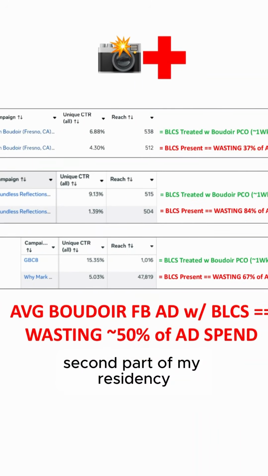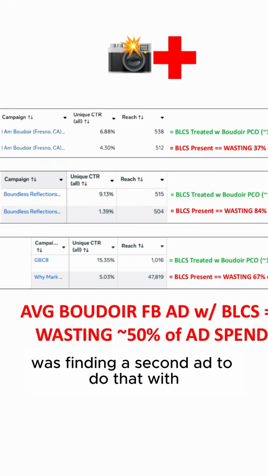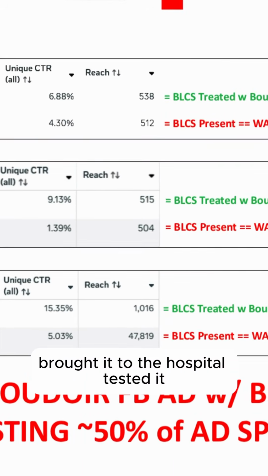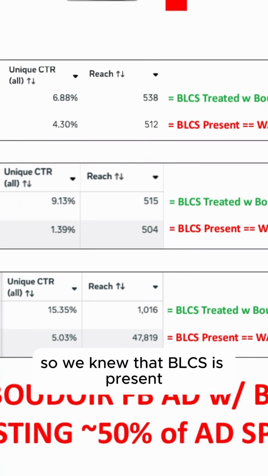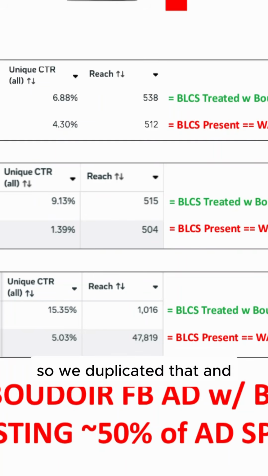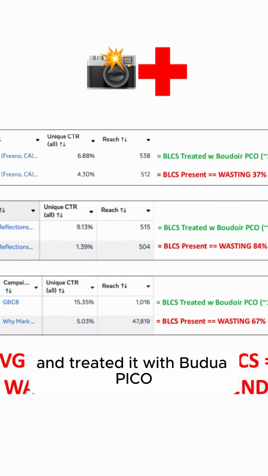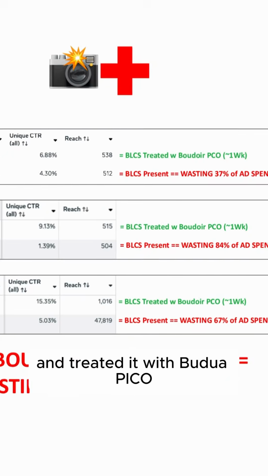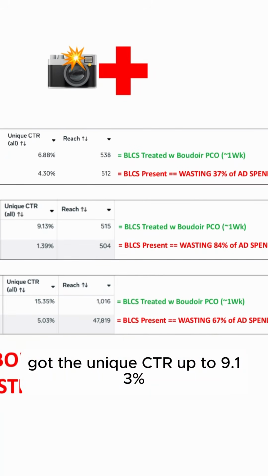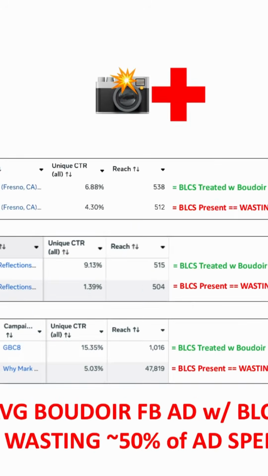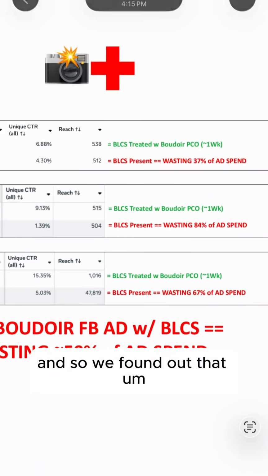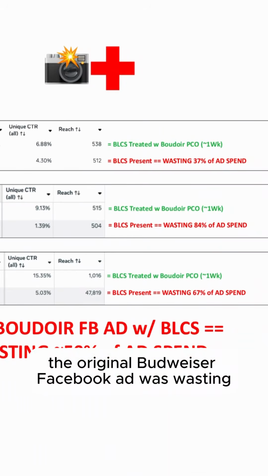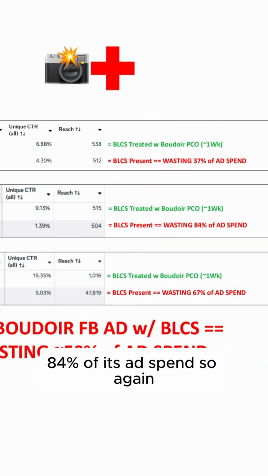The second part of my residency was finding a second ad to do that with. So I found another one out there, brought it to the hospital, tested it, and found its unique CTR was 1.39%. So we knew that BLCS is present. So we duplicated that and treated it with Boudoir Pico, and got the unique CTR up to 9.13%. Insanely good. And so we found out that the original Boudoir Facebook ad was wasting 84% of its ad spend.